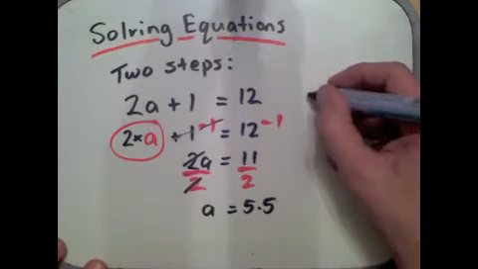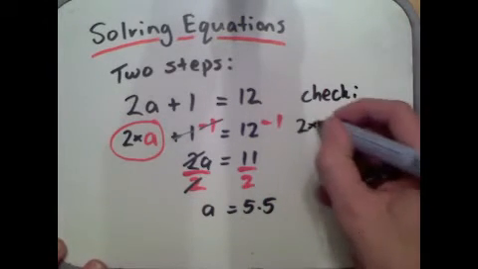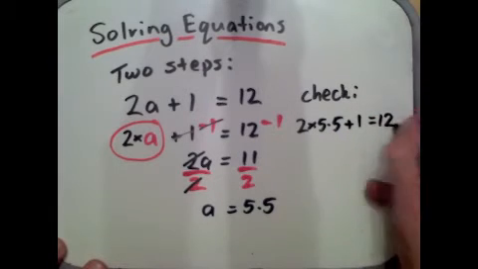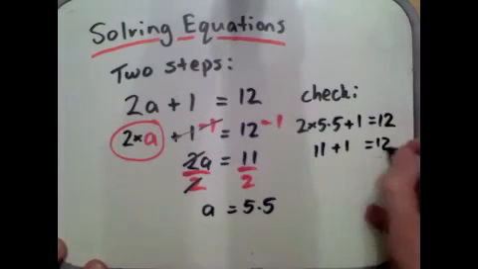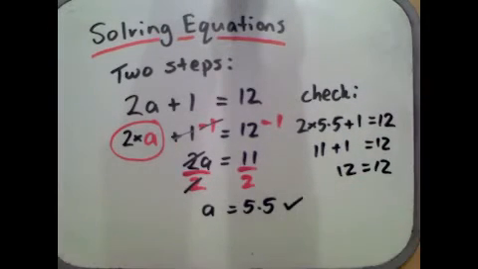And again, we can check to see if this is correct. Let's substitute it back in. 2 times 5.5 plus 1 equals 12. The left-hand side becomes 12. It equals the right-hand side. We're correct.